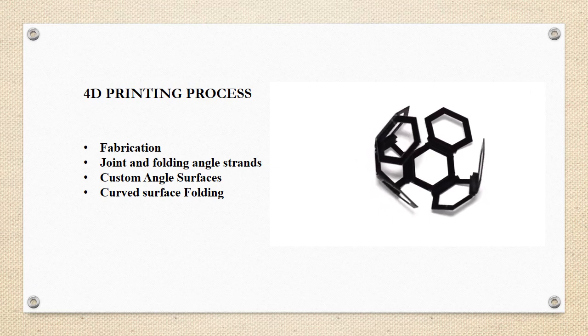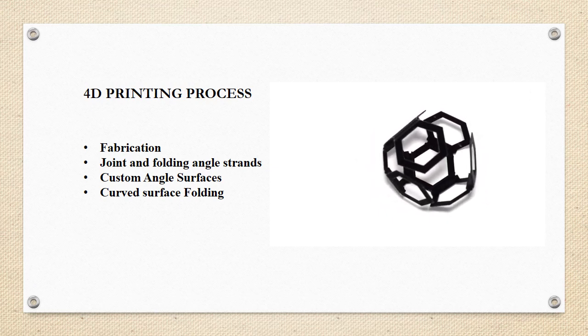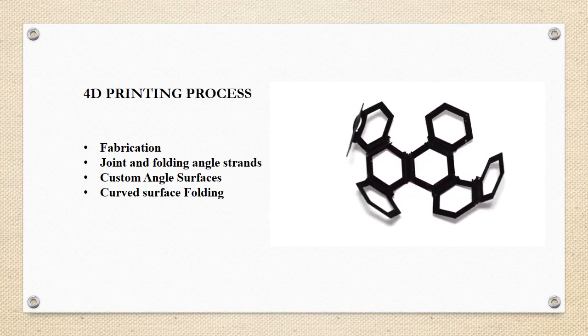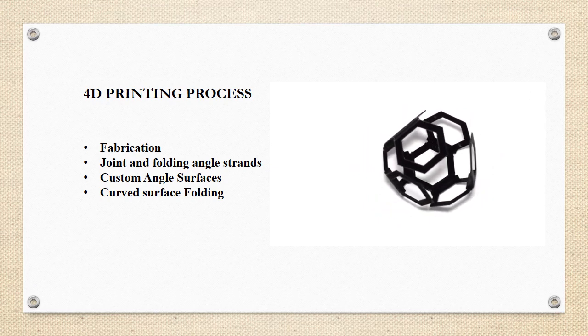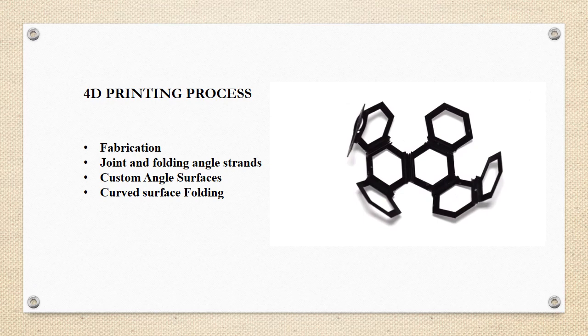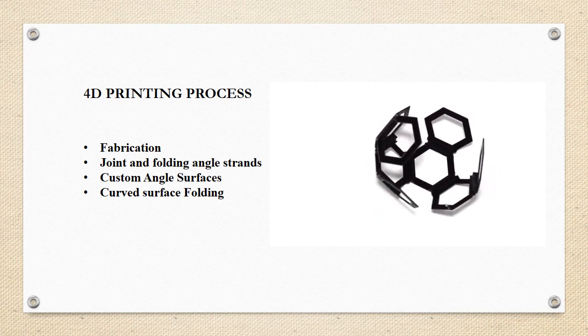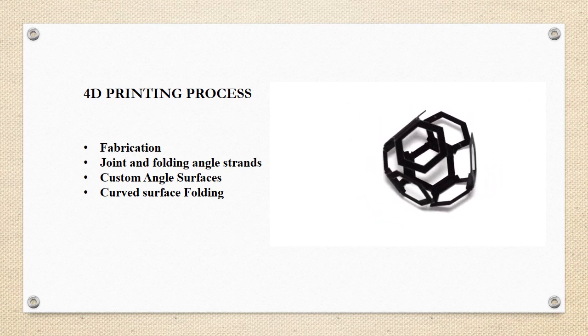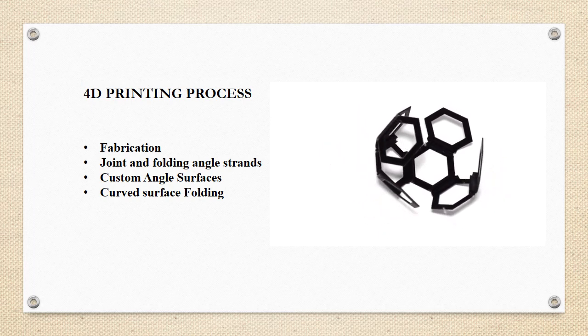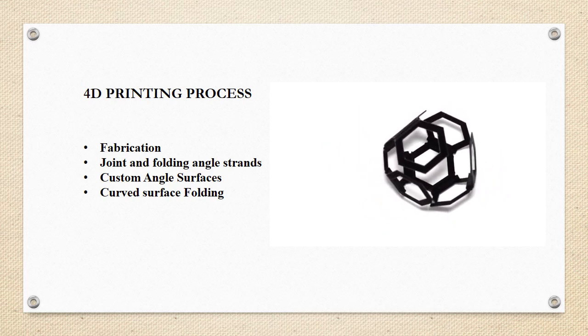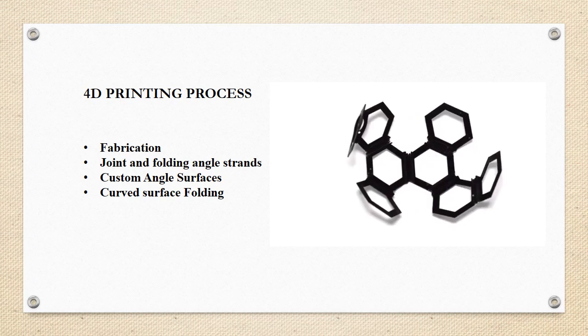Now, we define the 4D printing processes. There are generally, or we can say mainly, four types of 4D printing processes. First is fabrication, second is joint and folding, angle strands, third is custom angle surface, and final is curved surface folding.